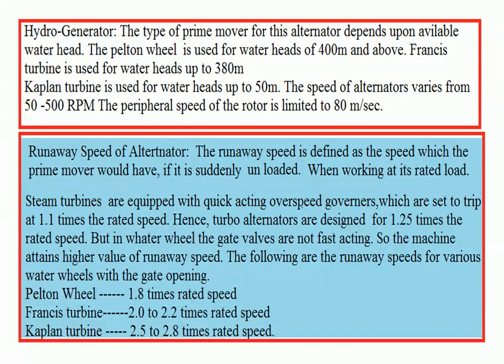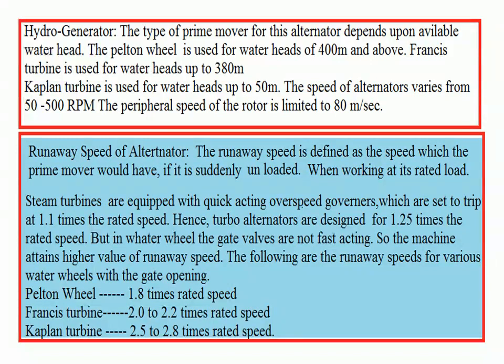The speed of alternators varies from 50 to 500 rpm. Usually these are characterized by low speed and low peripheral speed. You have to remember this. The peripheral speed of the rotor is limited to 80 meters per second. Then a very important aspect in the selection of alternator is runaway speed.